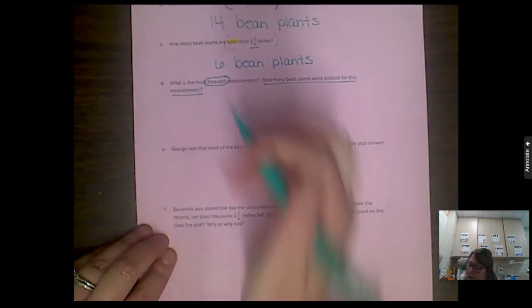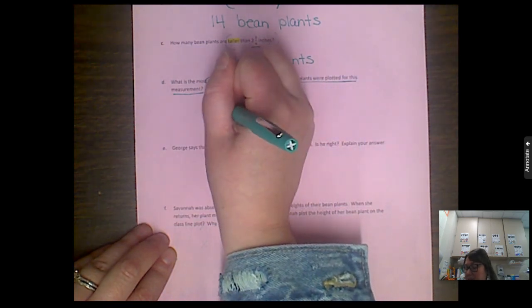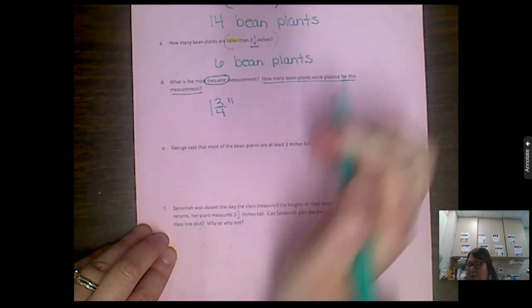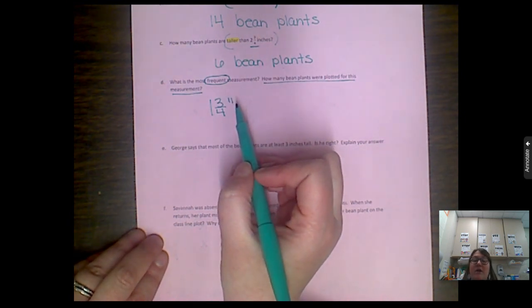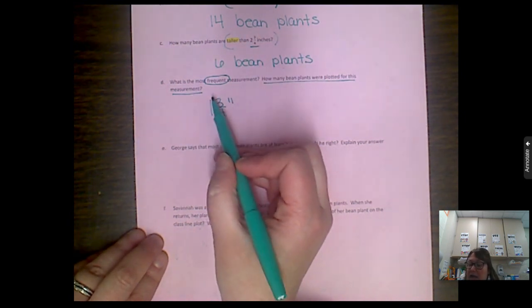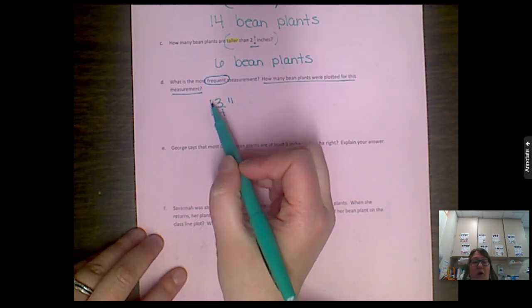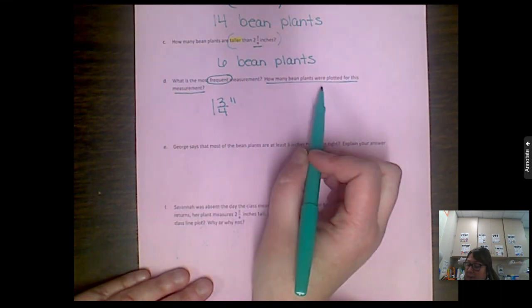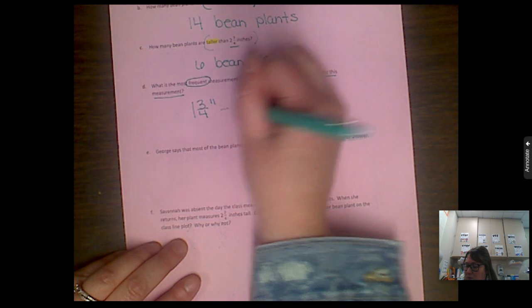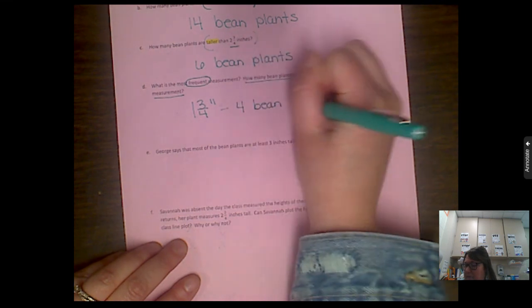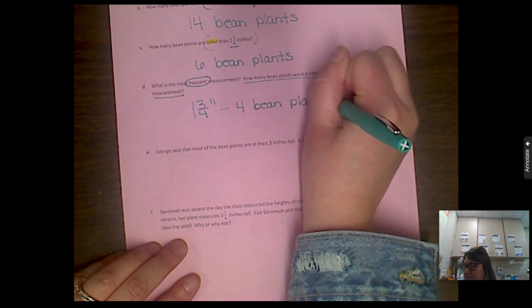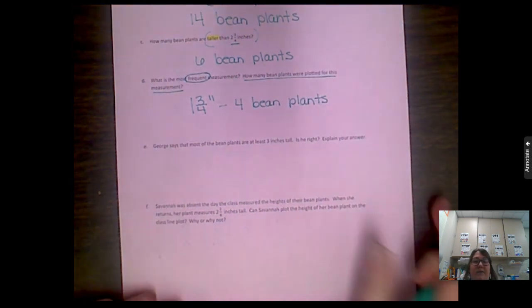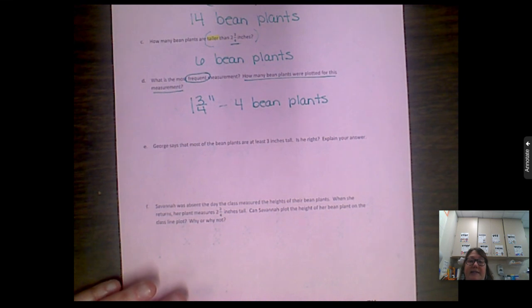So we can turn it back over. What is the most frequent measurement? 1 3/4 inches. Remember those two little lines, they're like quotation marks, represent inches. I want to make sure that my 1 is as big as the 3/4 because I have 1 whole and 3/4, just like when we did our fractions, right? And how many bean plants are plotted for this measurement? I think it was 4, right? Yes. So 1 3/4, we'll put a dash and 4 bean plants. So the most frequent measurement is 1 3/4 inches, and that had 4 bean plants.